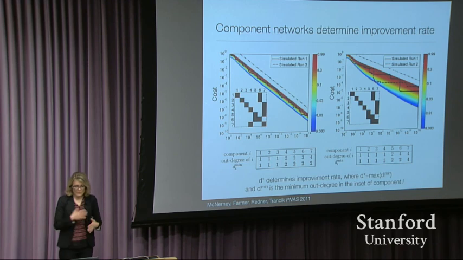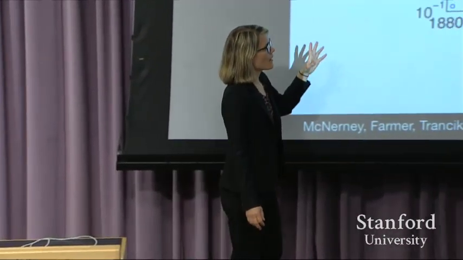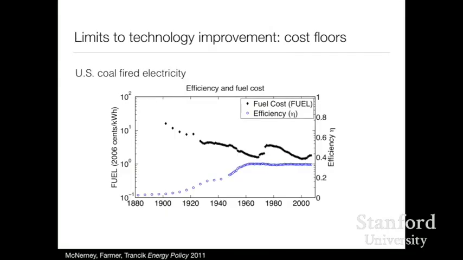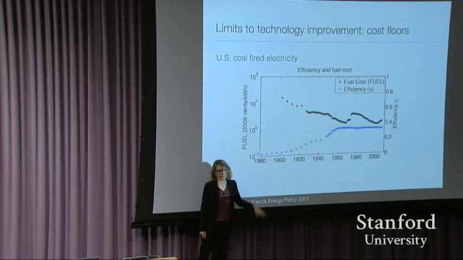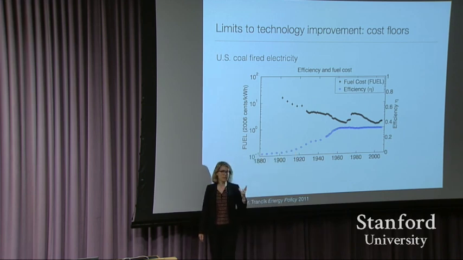Okay, now I've been talking a lot about trends and how technology performance changes over time, but you may be asking, what about limits or cost floors? And that's something that we've looked at as well, and it turns out that there may be some predictability there too. So here, what I'm showing is coal-fired electricity in the US, the fuel cost over time, and the conversion efficiency. And here you can see that increase in conversion efficiency that we saw in the first slide in that short video.